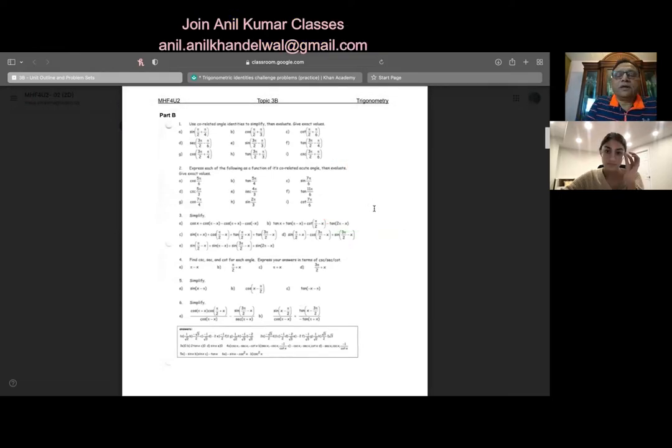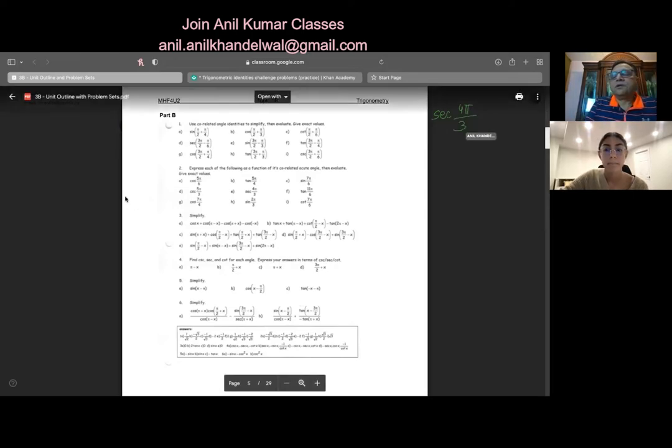Sure. We are looking at secant of 4 pi by 3, correct? And we want to have the related acute angle. So 4 pi by 3 happens to be here, in the third quadrant. And then you have your related acute angle as pi by 3. So this is 4 pi by 3. Correct?